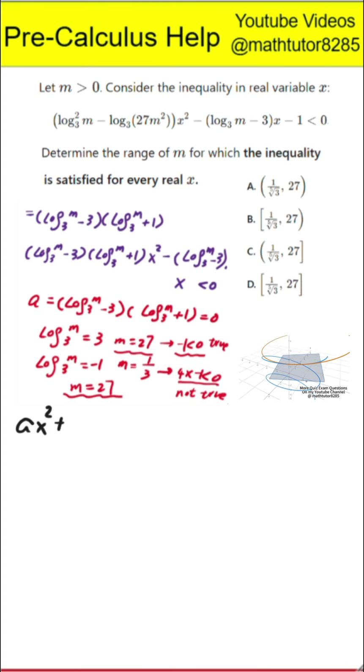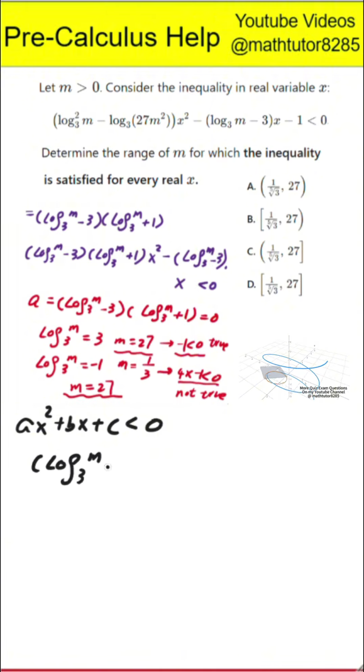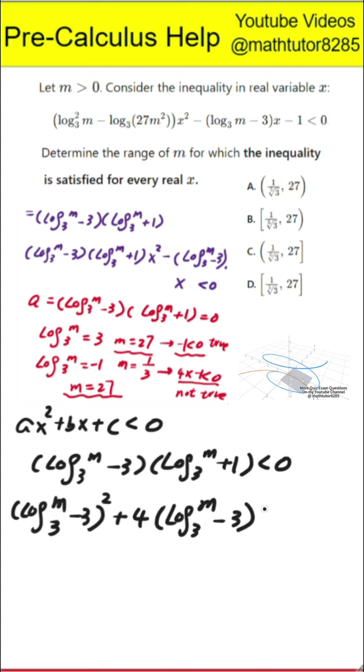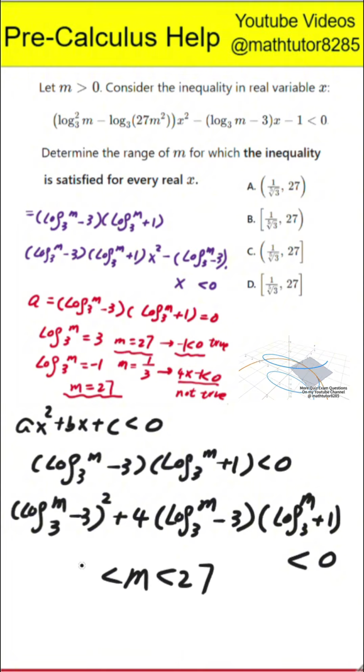Then, next step, solve the general case when the leading coefficient is not 0. For the inequality to hold for every real number x, 2 conditions must both be true. First, the leading coefficient, which is the product of the logarithm base 3 of m minus 3 and the logarithm base 3 of m plus 1, must be negative. Second, the discriminant of the quadratic, which is the square of the logarithm base 3 of m minus 3 plus 4 times the product of the logarithm base 3 of m minus 3 and the logarithm base 3 of m plus 1, must also be negative.